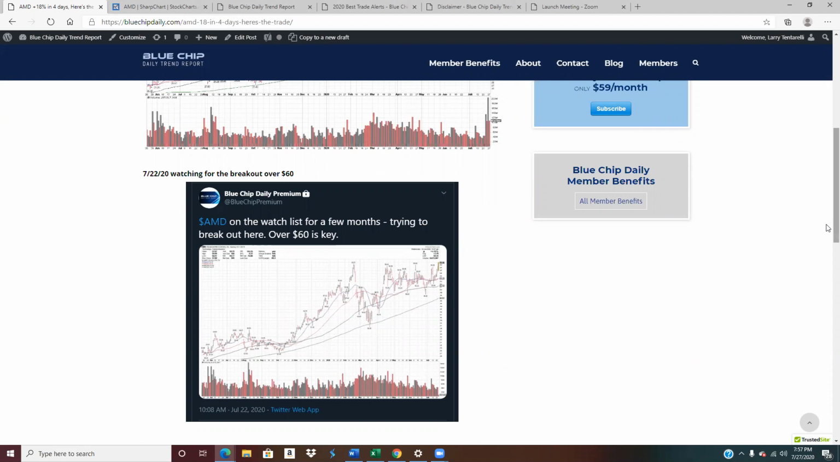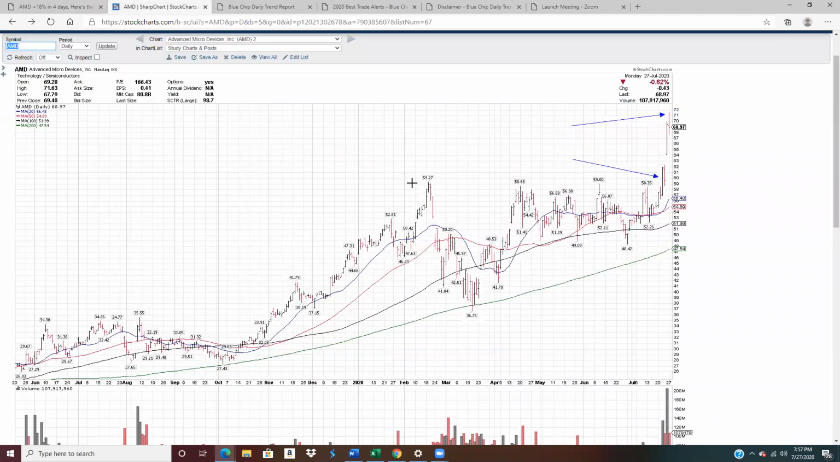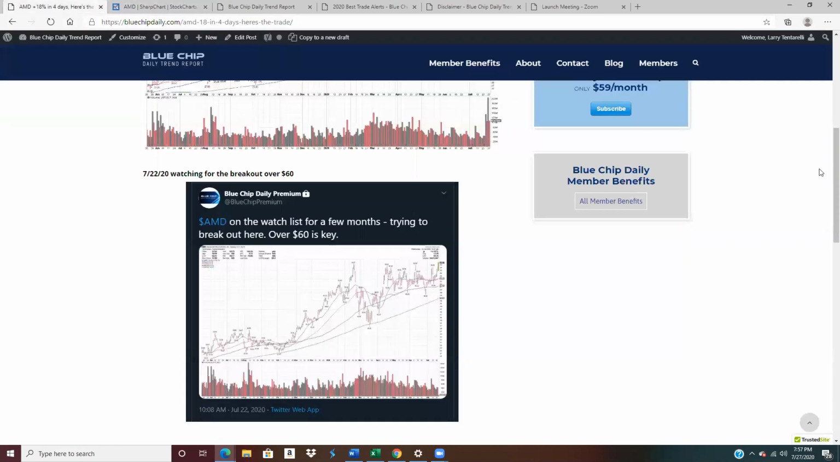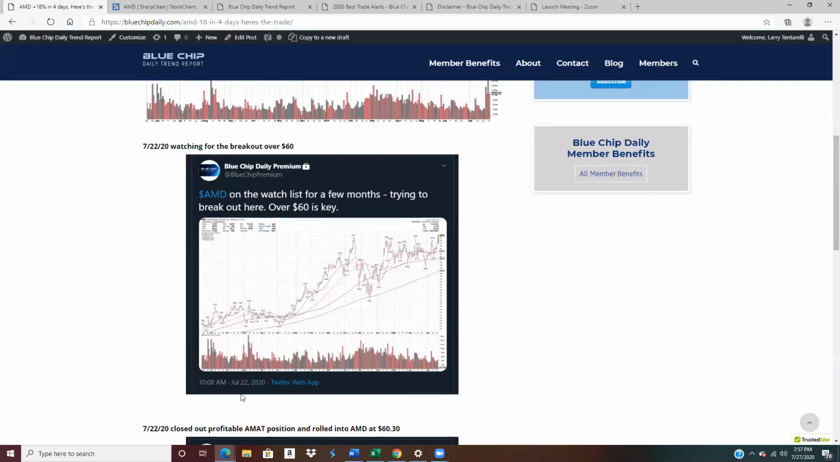I've been watching AMD for quite a few months, and we'll take a look at the chart. This is something that I spoke about repeatedly on my website. AMD failed between $58 and $59, one, two, three, four times, and then a couple times at 56. The key thing that I shared with my website members is I wanted to see a breakout over 60, and I thought that if it could get over 60, that it could have a pretty strong move to the upside. So we'll go back to last Wednesday, July 22nd.